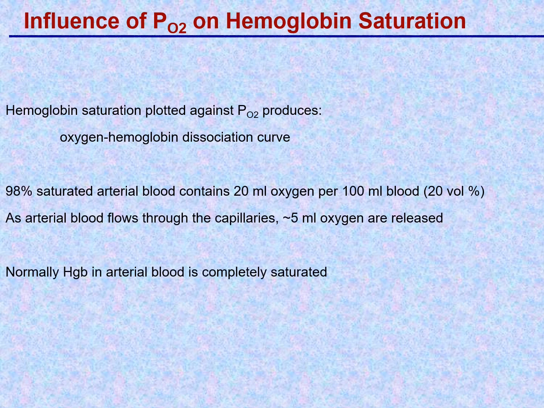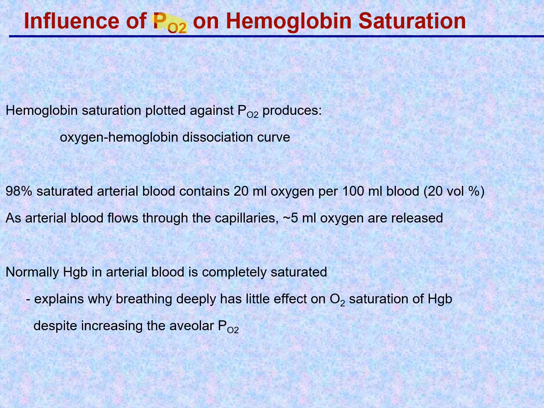The influence of PO2 obviously is extremely important. The lower the surrounding PO2, the less oxygen hemoglobin can carry, and therefore it'll be less saturated. So we have this oxygen hemoglobin dissociation curve. When the blood is in a high PO2 environment, it will be 98 to 100% saturated. It'll be able to carry approximately 20 mils of oxygen for every 100 mils of blood. It's flowing through the capillaries in the lungs where the PO2 is high. It'll pick up oxygen, become highly saturated, anywhere from 98 to 100.